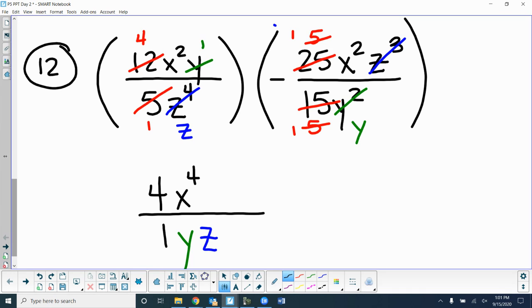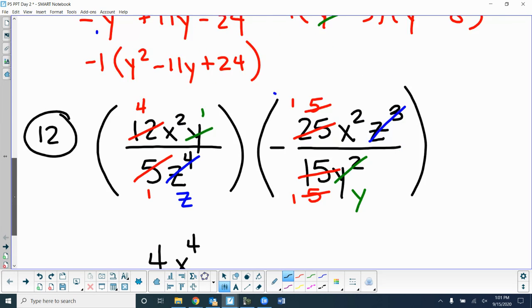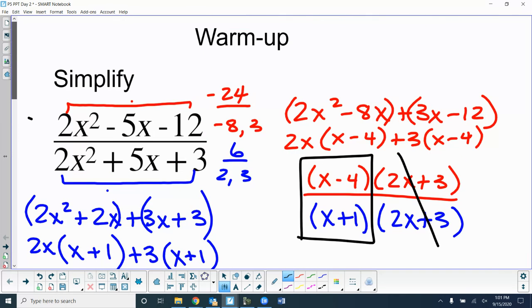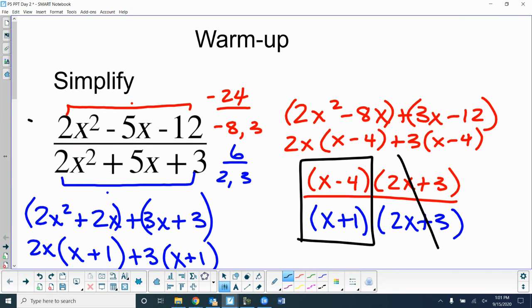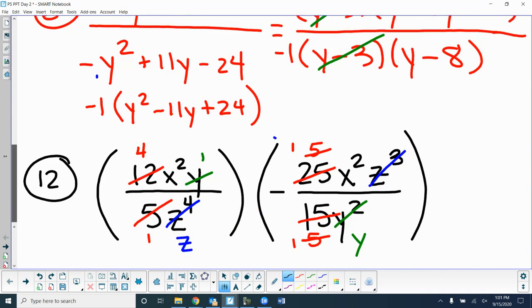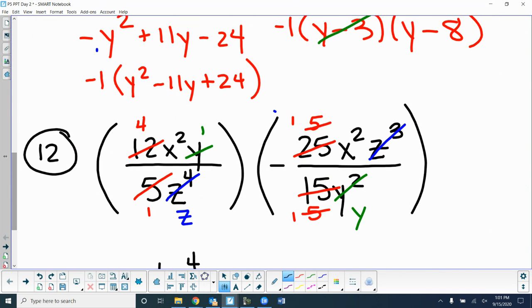So that's an easier one because you didn't have to factor. It's already basically factored. You just start canceling. Okay, so look at the difference. Minuses and pluses, you got to factor first before you cancel. No minus or pluses, you can just start canceling.